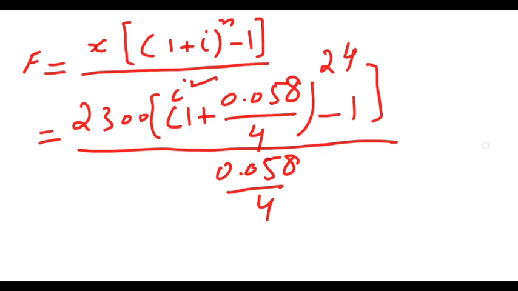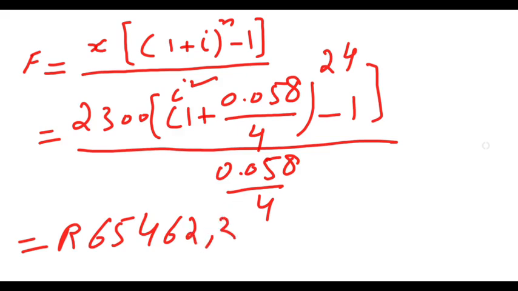Now I'm going to use the calculator one time to solve this question. So my answer will be 65,462.39. So he paid one quarter extra because he deposited at the beginning of the period.